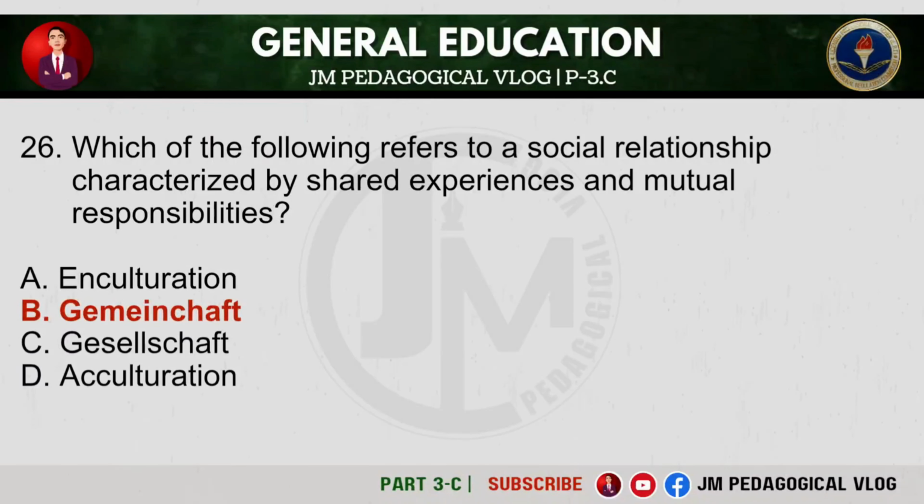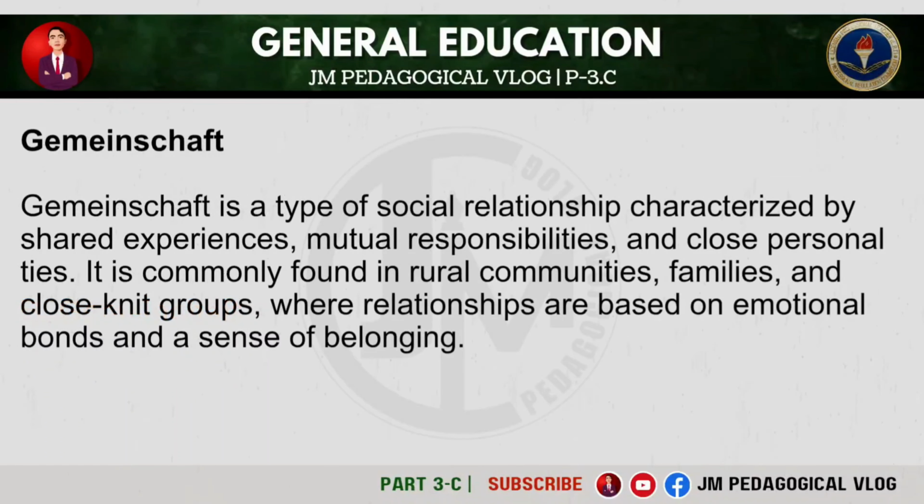B. Gemeinschaft. Gemeinschaft is a type of social relationship characterized by shared experiences, mutual responsibilities, and close personal ties. It is commonly found in rural communities, families, and close-knit groups, where relationships are based on emotional bonds and a sense of belonging.